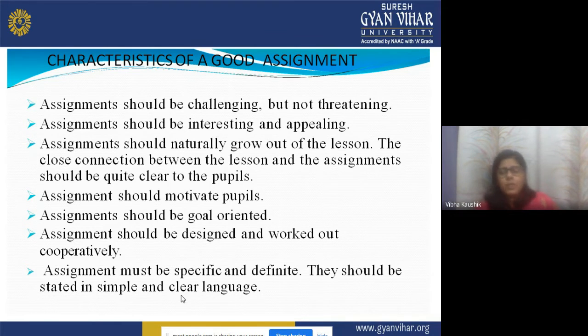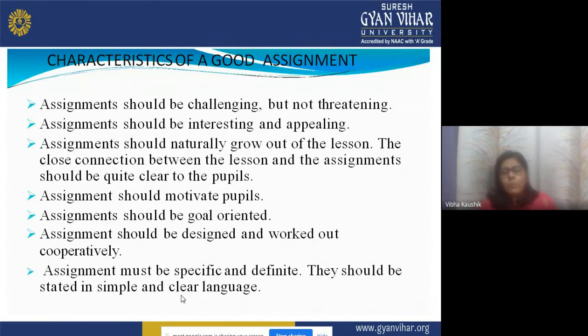An assignment should be interesting. If it is interesting, then it will develop the curiosity of the learner to complete that assignment, and be appealing to the students. An assignment should naturally grow out of the lesson, which means it should be related to the lesson. The close connection between the lesson and the assignment should be quite clear to the pupils, that there is a close relationship between the lesson which we have taught and the assignment which was given to you by me.